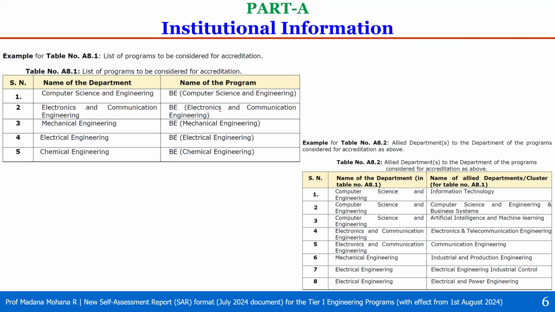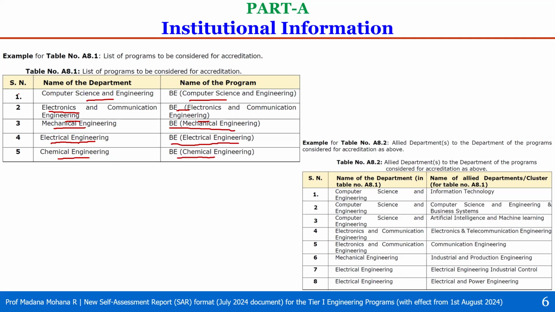So here you can see the programs and corresponding departments. Name of the department, computer science and engineering. So the program is BE computer science and engineering. The next department is electronics and communication engineering. So the program is BE electronics and communication engineering. The next department is mechanical engineering. The program is BE mechanical engineering. The next department is electrical engineering. The program is BE electrical engineering. The next is chemical engineering department. Then the program is BE chemical engineering.